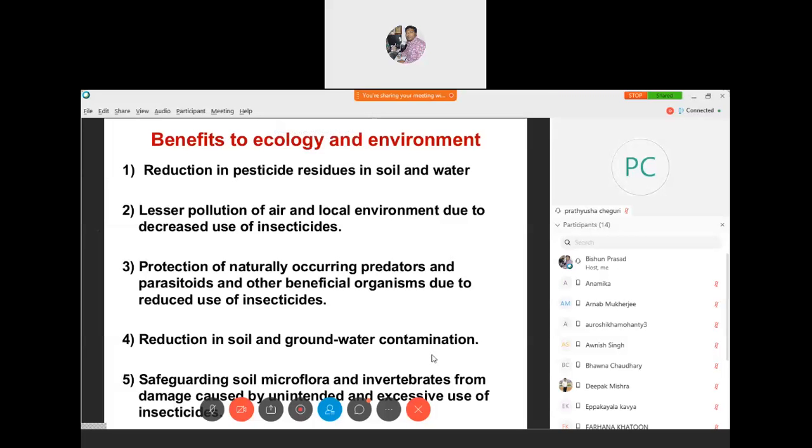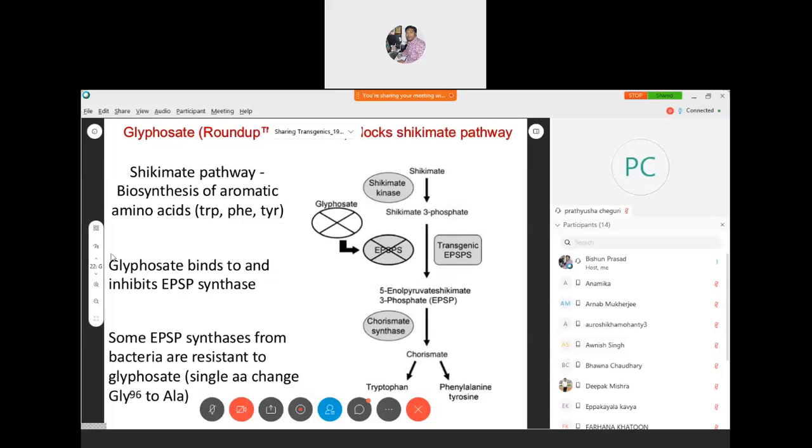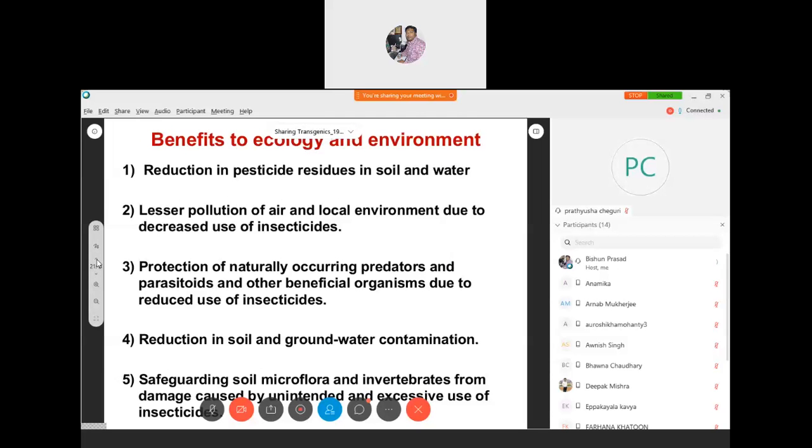Then there is safeguarding of soil microflora and invertebrates from the damage caused by unintended and excessive use of insecticides. Whenever we spray insecticides or pesticides, they kill the targeted insect and pest, but lots of the insecticide will fall on the soil, and once it falls on the soil, it can kill or damage the non-targeted microflora also. So these are the major benefits of transgenic strategies.